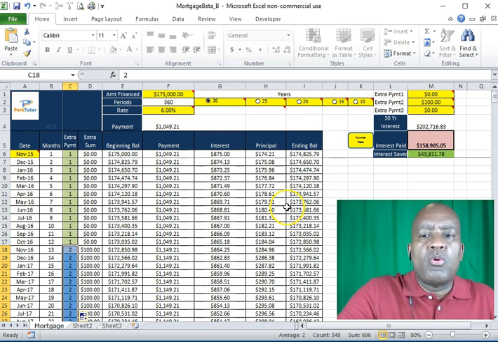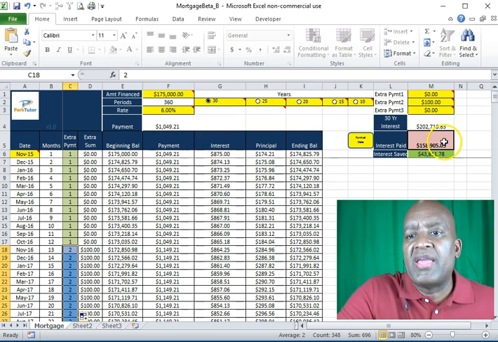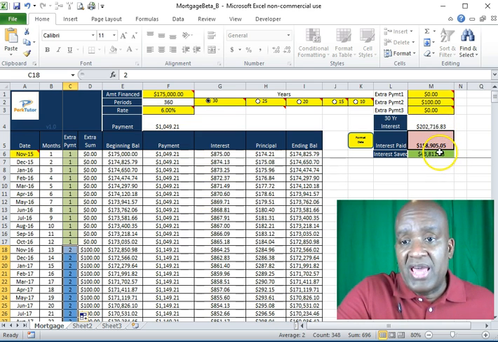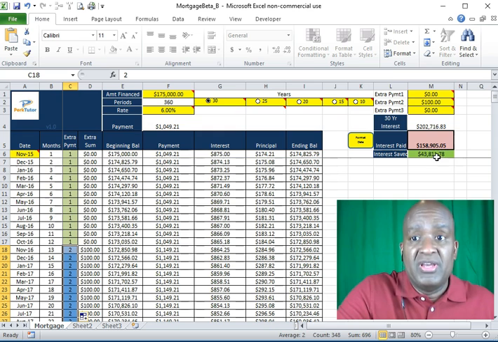That means for the new life of the loan, you're only paying $158,000 in interest, whereas before, for the 30-year loan, it was $202,000. So that amounts to a net savings of $43,000 in interest, just by paying an extra $100 per month over the remaining life of the loan.